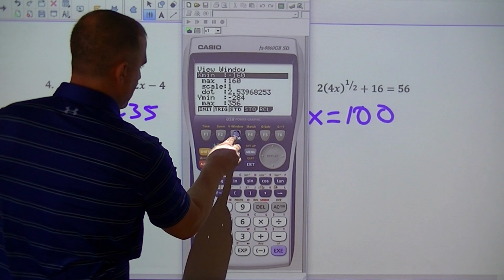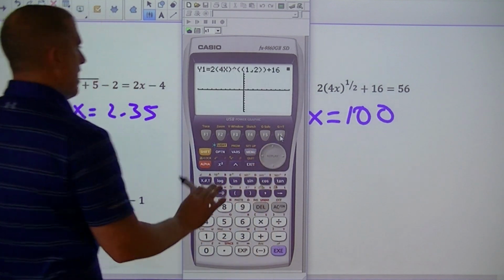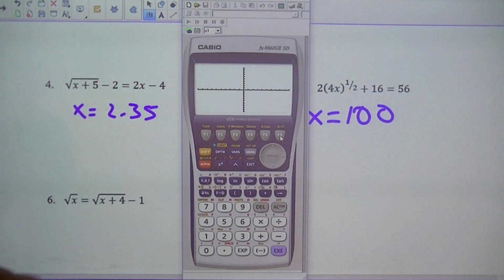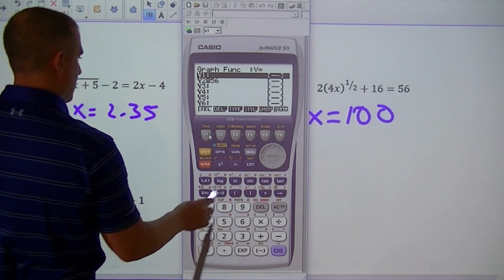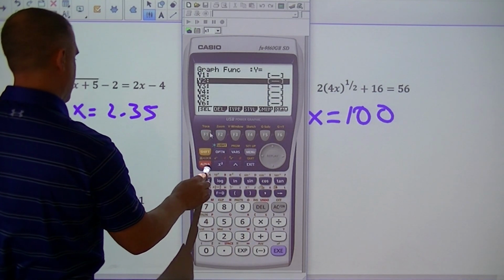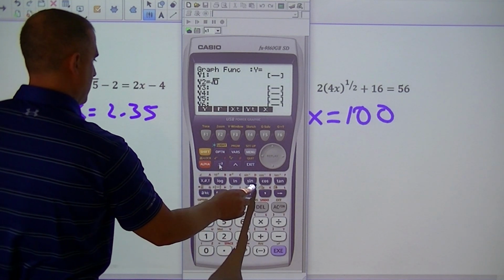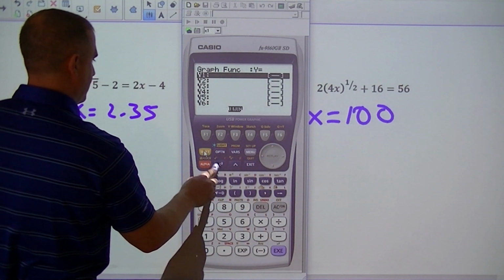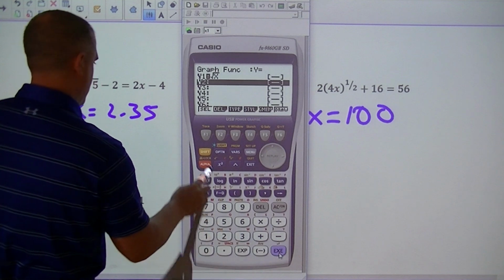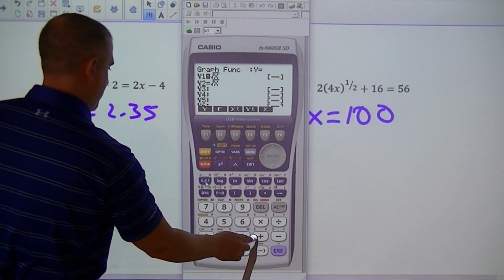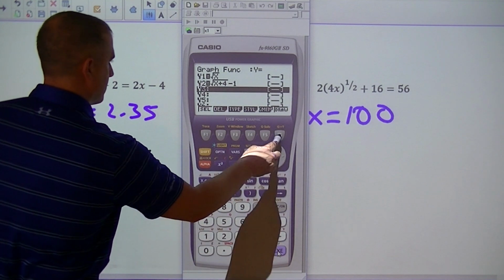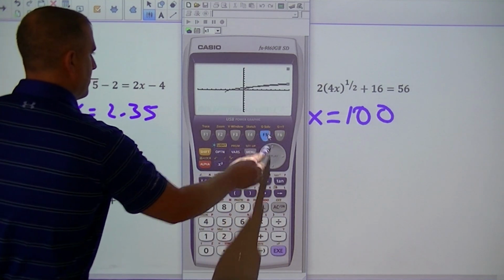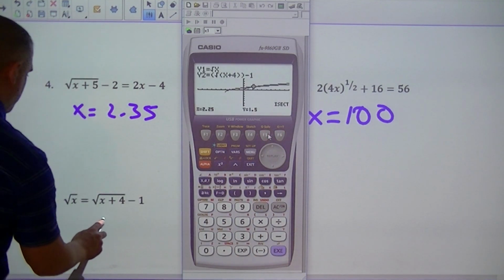Now I'm going to F3, exit, draw, and get back to my standard window. And then now number 6. Square root of x, then square root of x plus 4 minus 1. G-solve intersection, I get x equals 2.5.